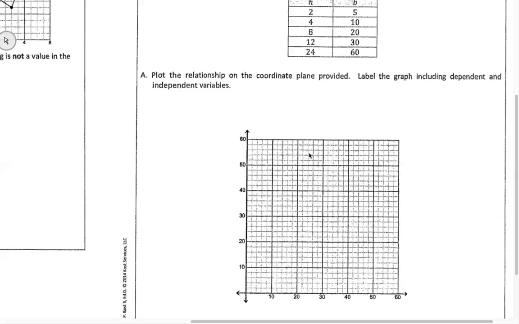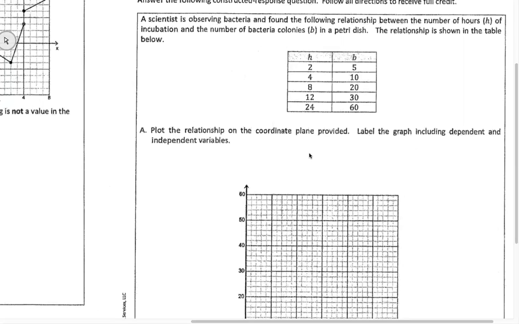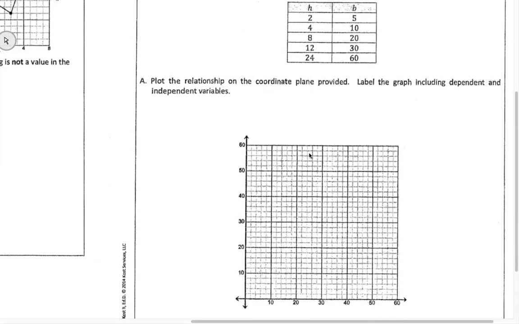All right, let's start to look at this. It says plot the relationship on the coordinate plane. Label the graph including dependent and independent variables. A scientist is observing bacteria and found the following relationship between the number of hours of incubation and the number of bacteria colonies. First things first, I know you asked this, so I'm going to address it. Time is typically on your x-axis, always. I'm sure there's a case where it's not, but when in doubt, time it out.